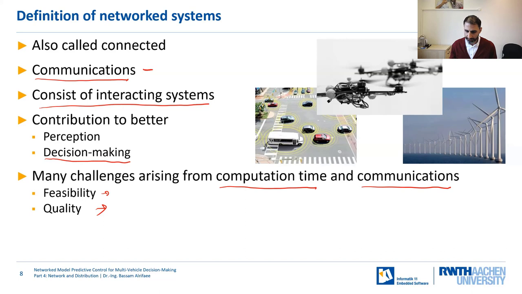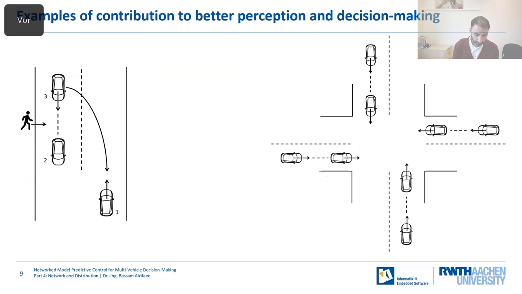of networked systems. Yeah, you know all of them, maybe you have seen group of drones or traffic or also a wind energy park is also a networked system. So here we see some examples of contribution to better perception and decision making. And we start with the example on the left hand side. I'll explain the example first.